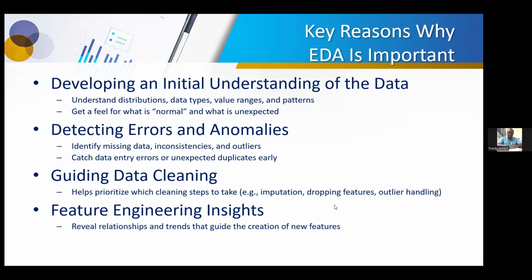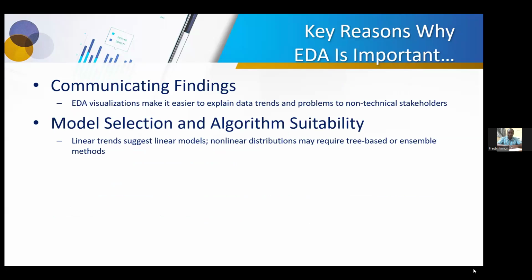And then the next one is that it gives you insight on doing feature engineering. Feature engineering is basically, once you have a data set, assume it's in Excel, what features will you be requiring to use in your model development or in your machine learning development? Which features will you be using? So that's feature engineering. And then communicating the findings.